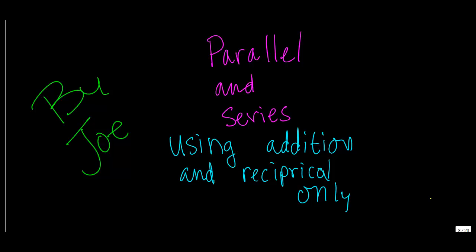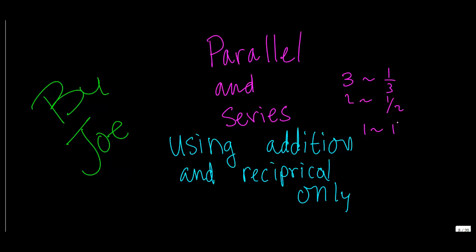I'm just going to go over parallel and series using addition and reciprocals only. So basically, a reciprocal is your multiplicative inverse. What that means is if you have a number, for example 3, the reciprocal of 3 is 1/3. Or if you have a number like 2, the reciprocal of 2 is 1/2. Or if you have 1, the reciprocal of 1 is just 1.